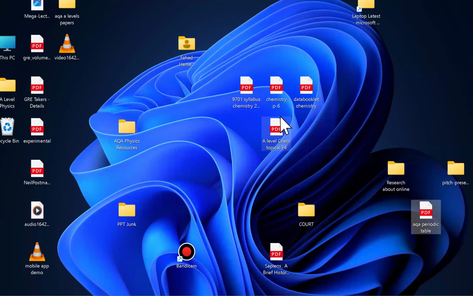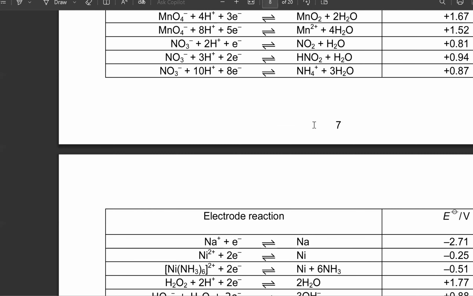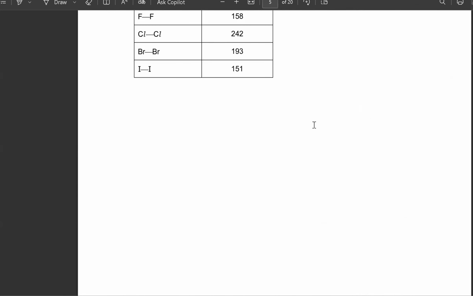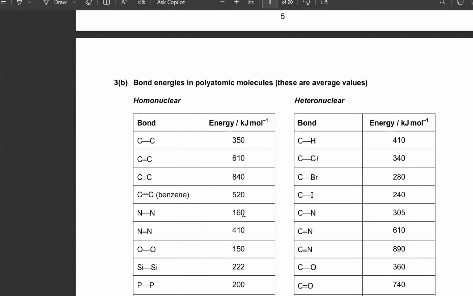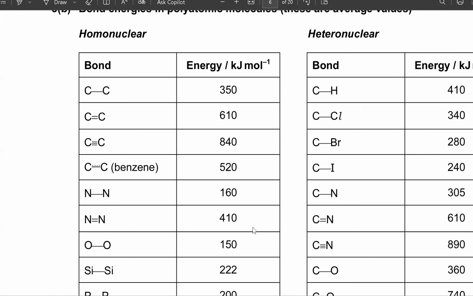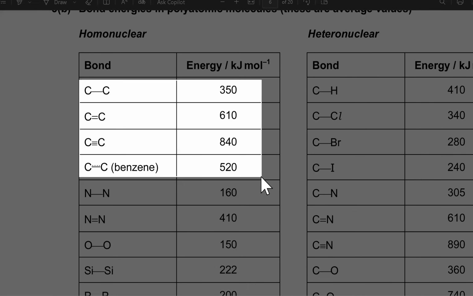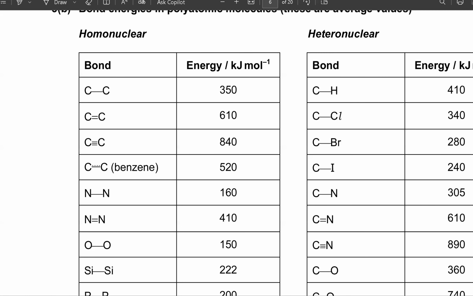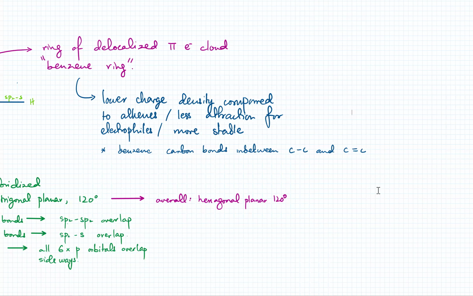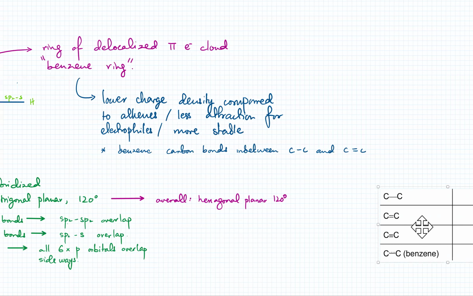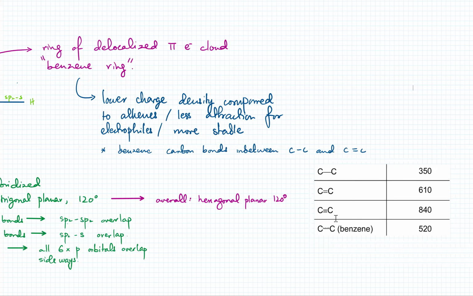If you look at the data booklet as well, where's the data booklet? Just a second. This one. So you would notice that even in the bond energy values, you've got carbon carbon single bonds, carbon carbon double bonds, carbon carbon triple bonds, and then you have a benzene carbon carbon bond, which is kind of in the middle of the double bond and the single bond. That's 350. This is 610, so that's 520. That's something that's in between. Okay, is that part clear?